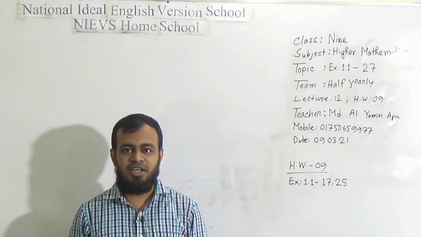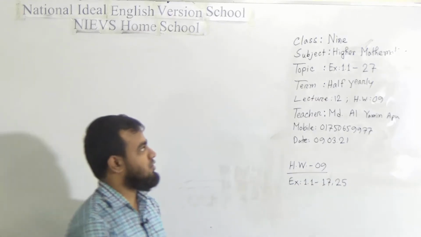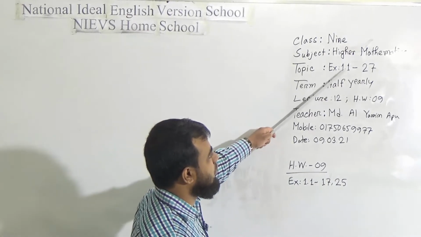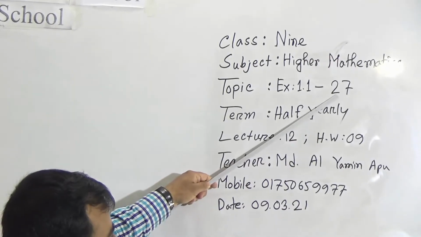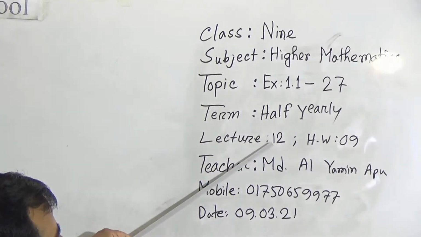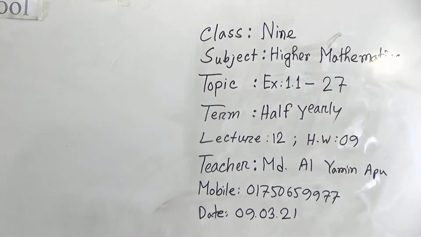Today I am going to take a higher mathematics class for the students of class 9. My dear students, today's topic is exercise 1.1, question number 27. That means we will solve question number 27 only today. Your lecture number is 12 and you have a homework. Your homework number is number 9. Students, I have already written down the question here from your exercise 1.1.